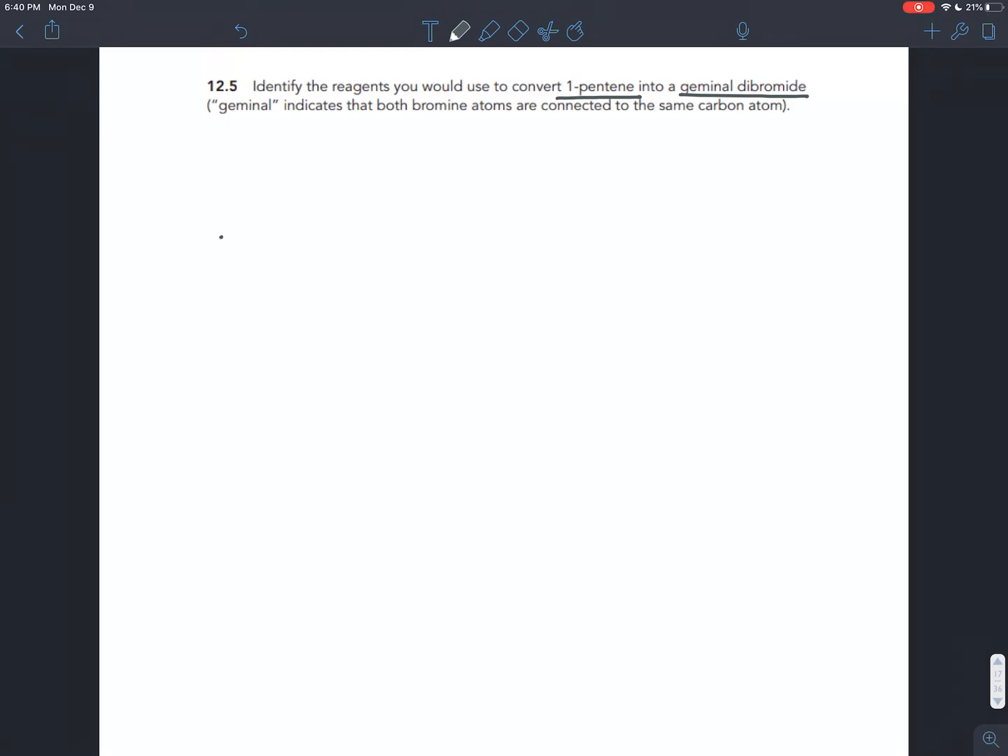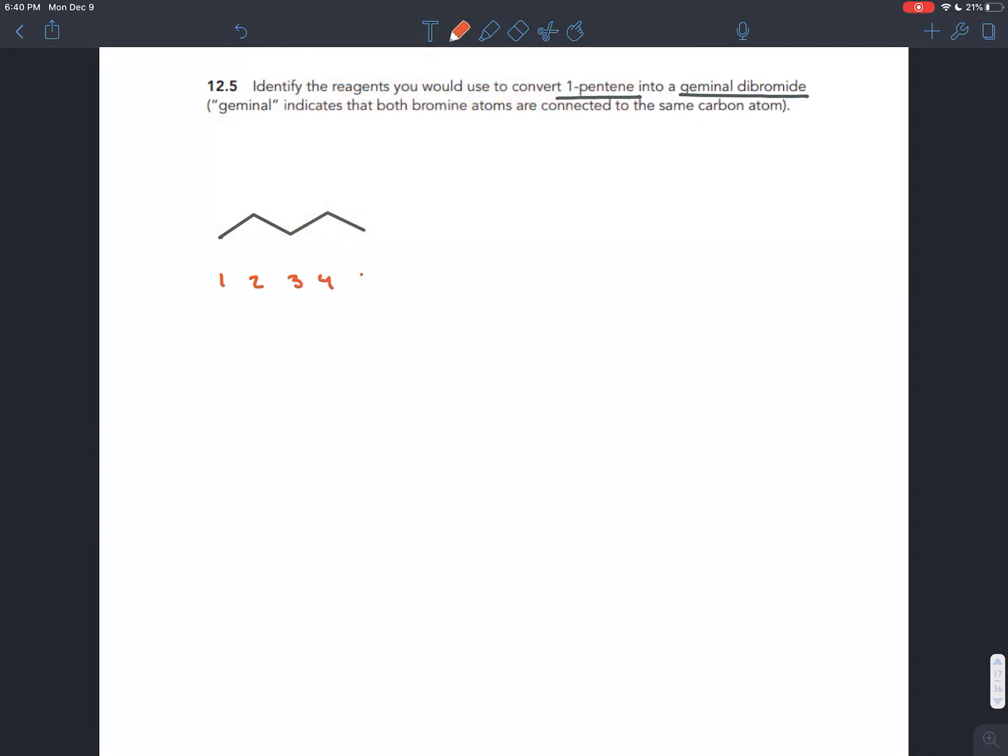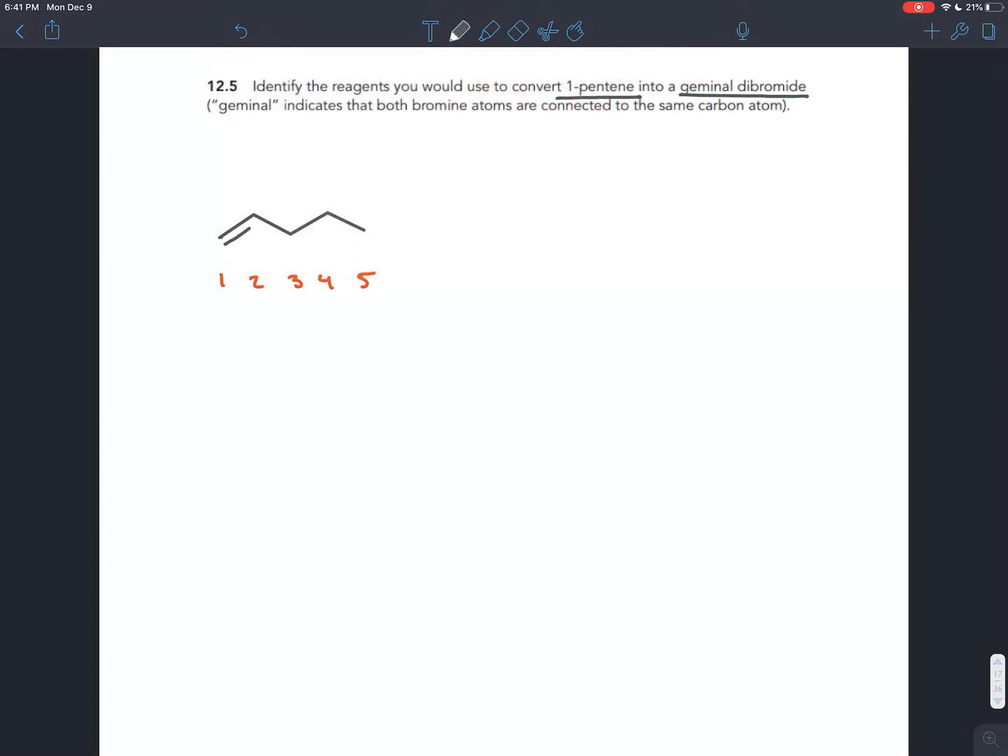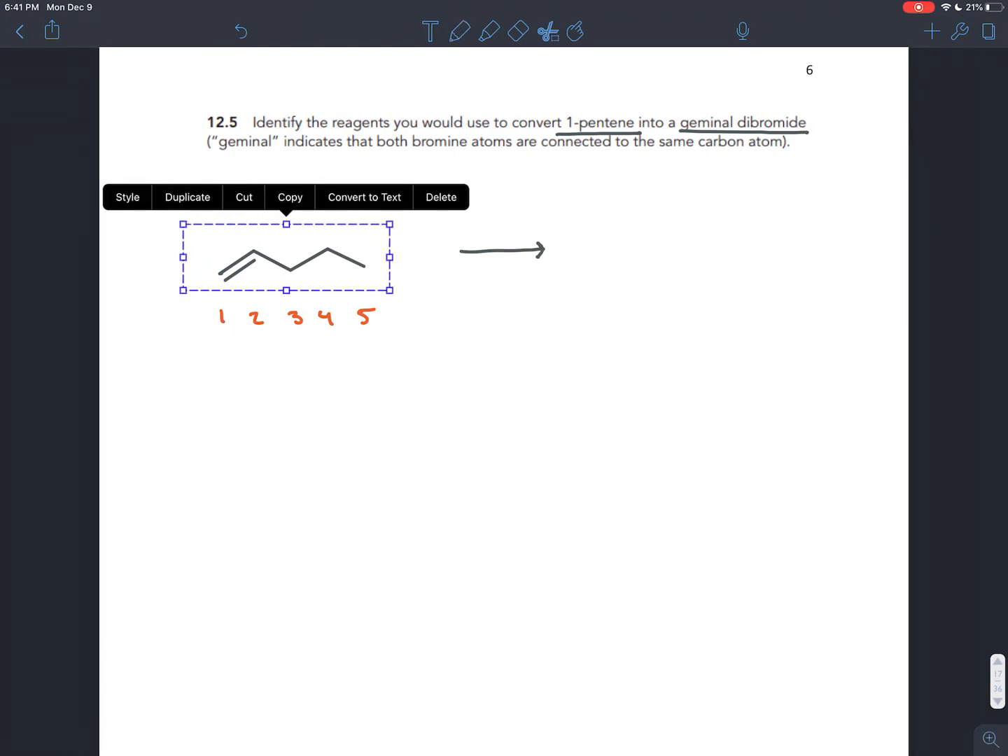1-pentene, let's see, the prefix is pent, that means we have 5 carbons, so 1, 2, 3, 4, and 5. So there's our 5 carbons. We could number those: 1, 2, 3, 4, and 5. And the infix is -en. That means we have a double bond that starts on carbon number 1. So we have a pi bond between carbon 1 and the next carbon, carbon number 2. So there's our pi bond.